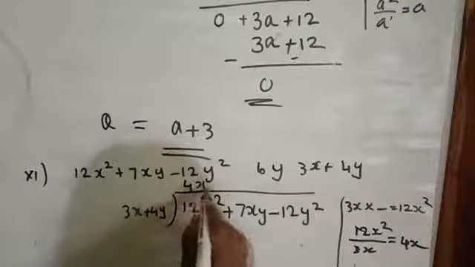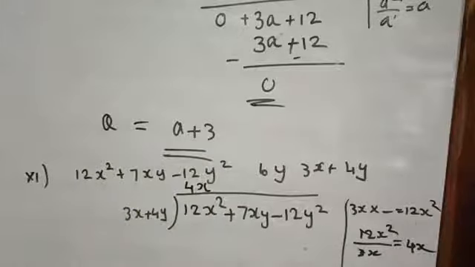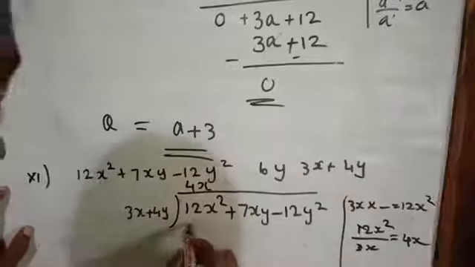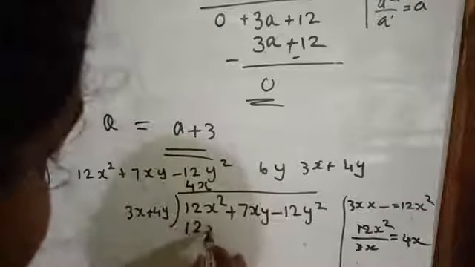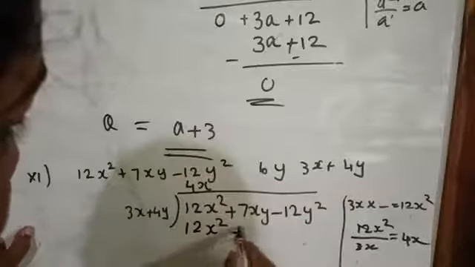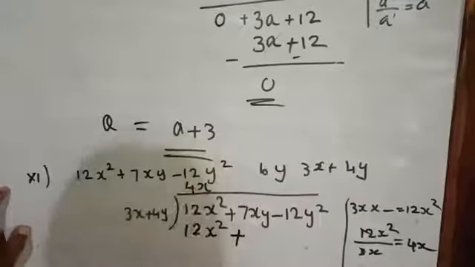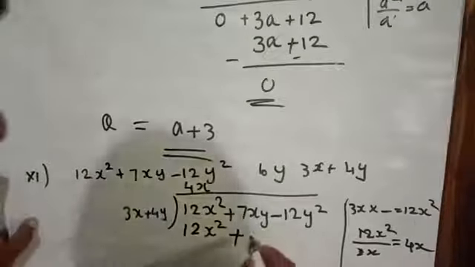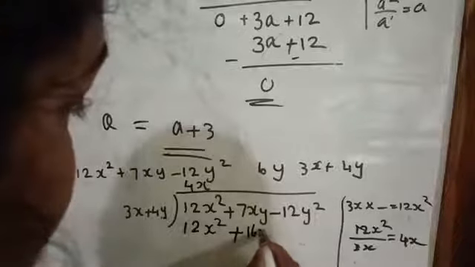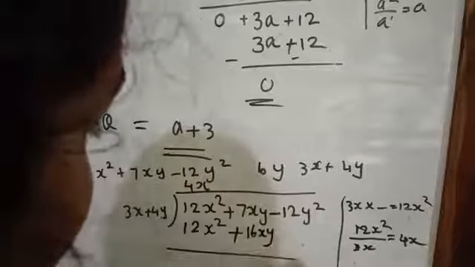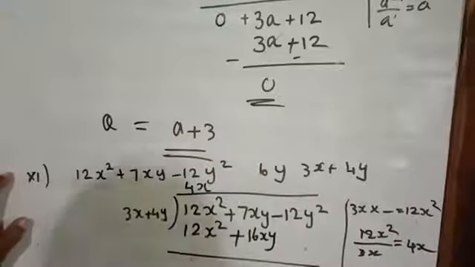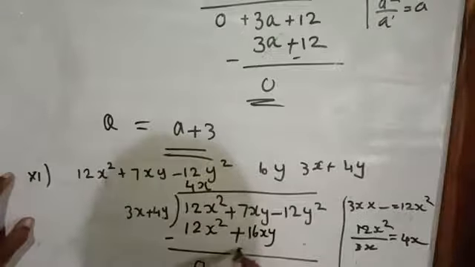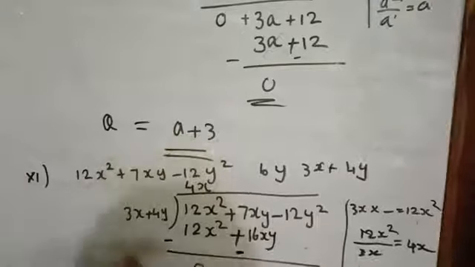4x. Now each and every term should be multiplied by this 4x. 4x into 3x, 12x square. 4 3s are 12, x into x, x square. Plus 4x into 4y. 4 4s are 16, x into y, xy. Okay. Now subtract. 12 minus 12, 0 x square. Now here also minus, 7 minus 16.